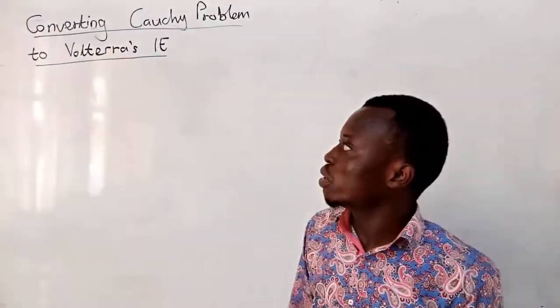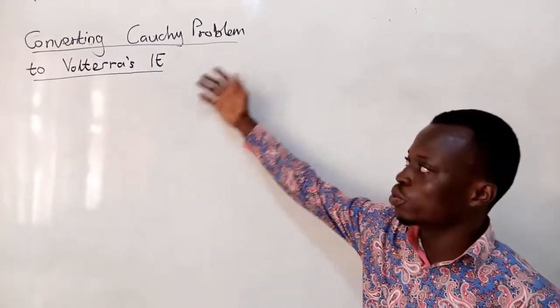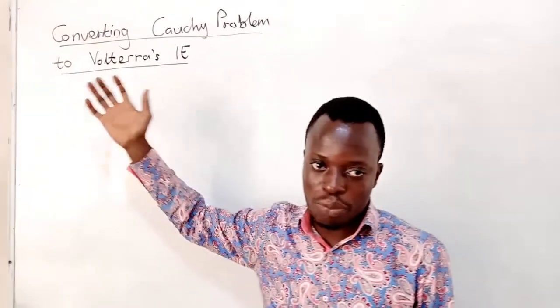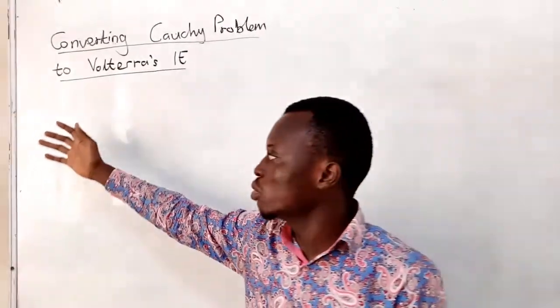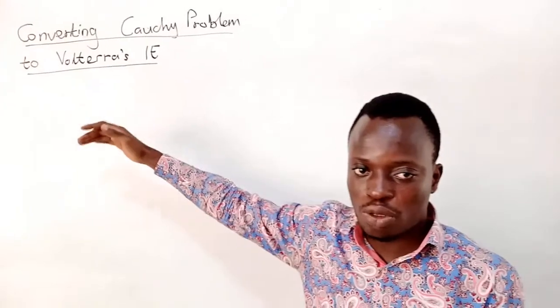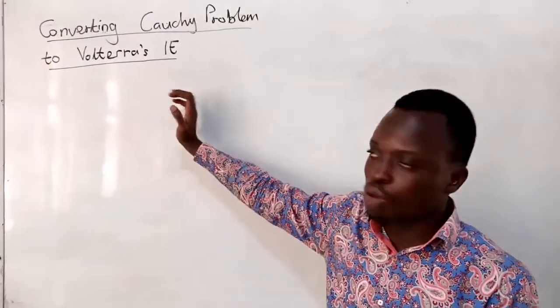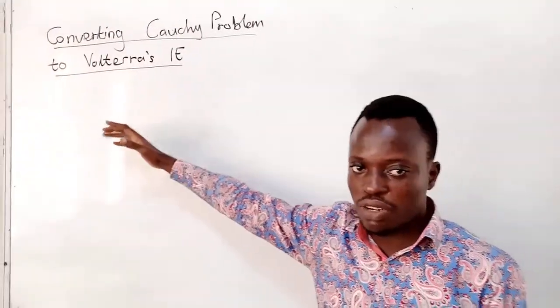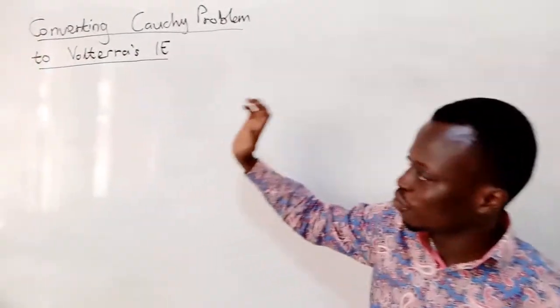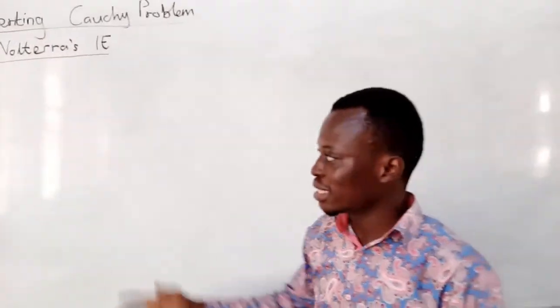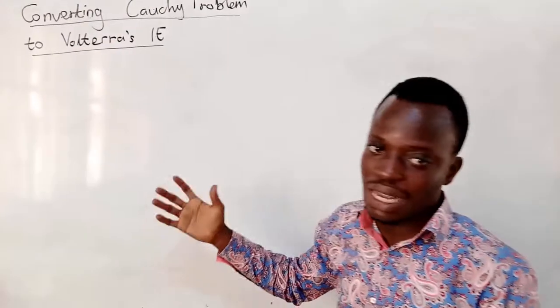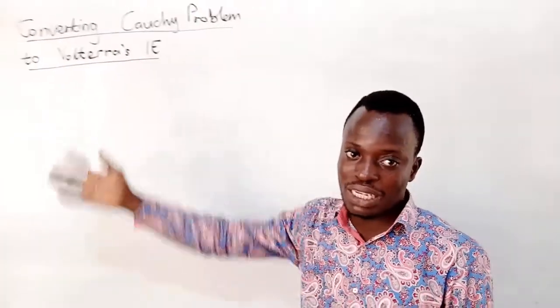In this session, I'm going to learn how to convert a Cauchy problem to a Volterra's integral equation. In the previous video, we looked at the general form, how to convert a first order Cauchy problem to a Volterra's equation, and that of the second order to a Volterra's integral equation. But in this session, we're going to consider some examples to explain what we did the last time.